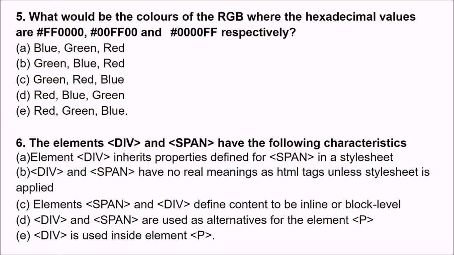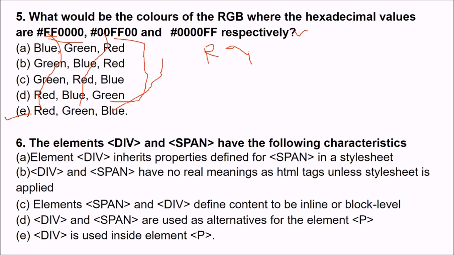Fifth, what would be the colors of RGB where the hexadecimal values are FF0000, 00FF00, 0000FF? Now this is quite simple, because we are talking about RGB essentially. So what is the order? As I said, R, G and B. So this stands for R, this goes for G, and this is for blue. All other combinations are not correct. So E is the correct answer.